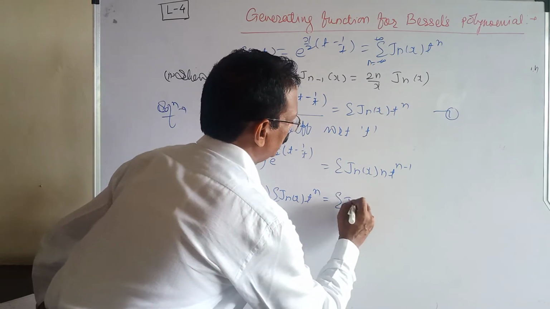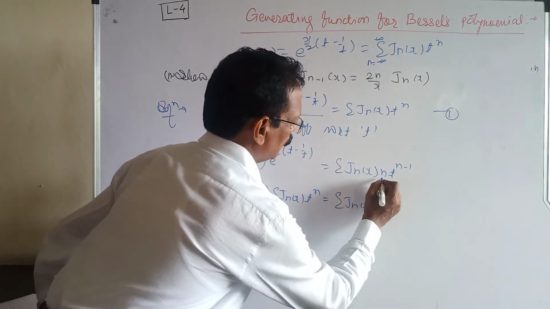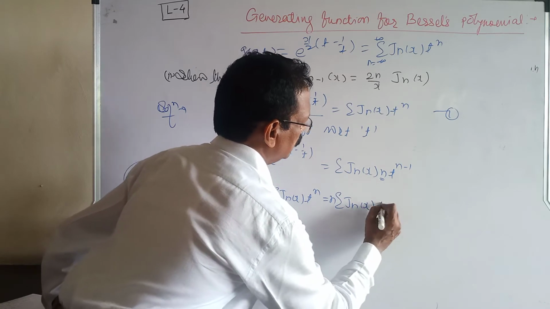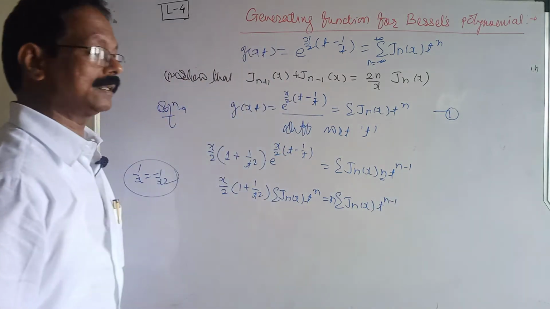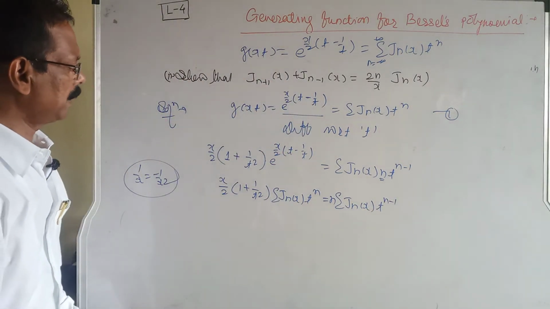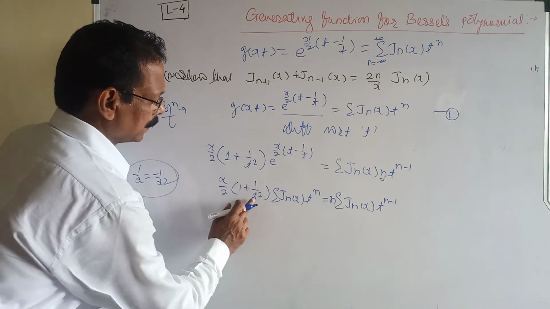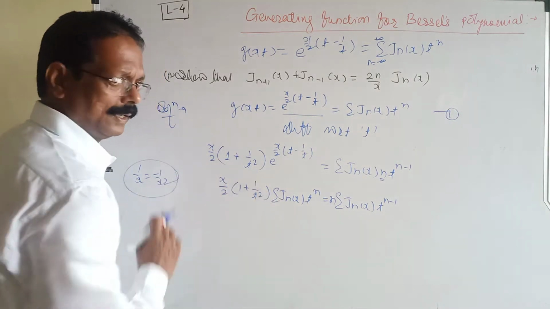It is the summation of Jn(x) into, so here we have to take n outside the bracket, n into t raised to n minus 1. It is the next term here. Now what we have to do here? We have to multiply each and every term to Jn(x).